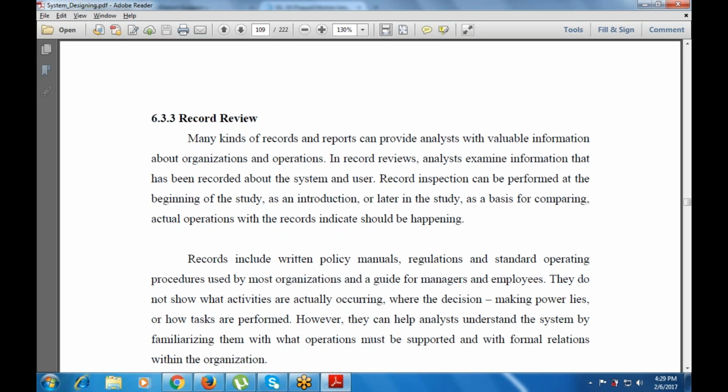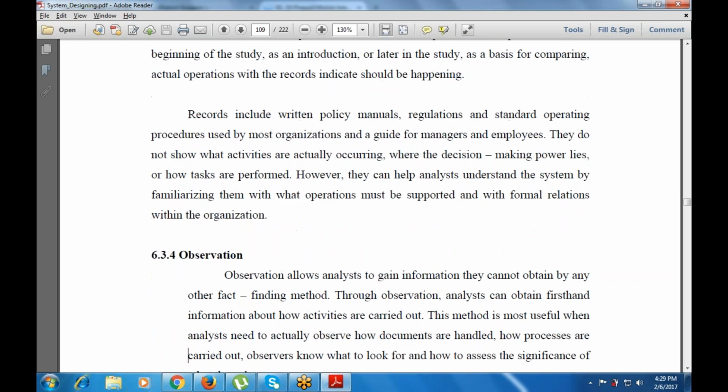And they do not show what activities are actually occurring, where the decision making power lies, or how the tasks are performed. However, they can help analysts understand the system by familiarizing them with the data, what operations should be supported, and the formal relations within the organization.